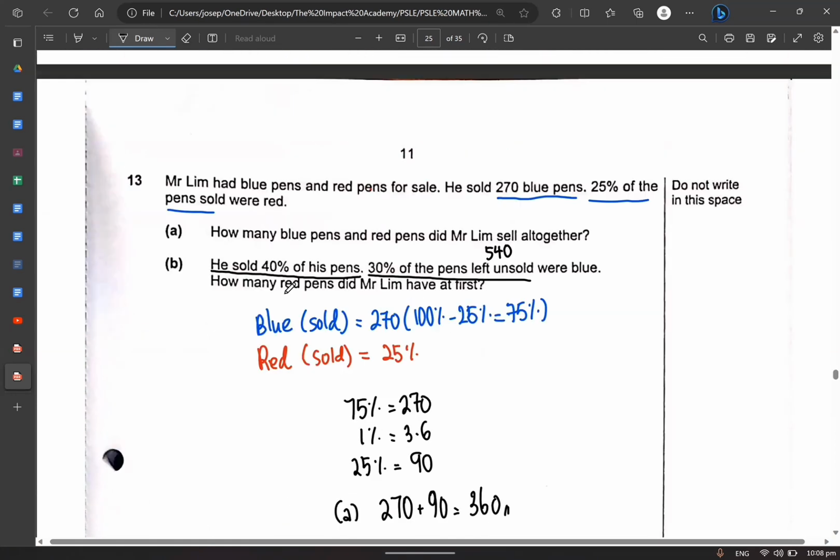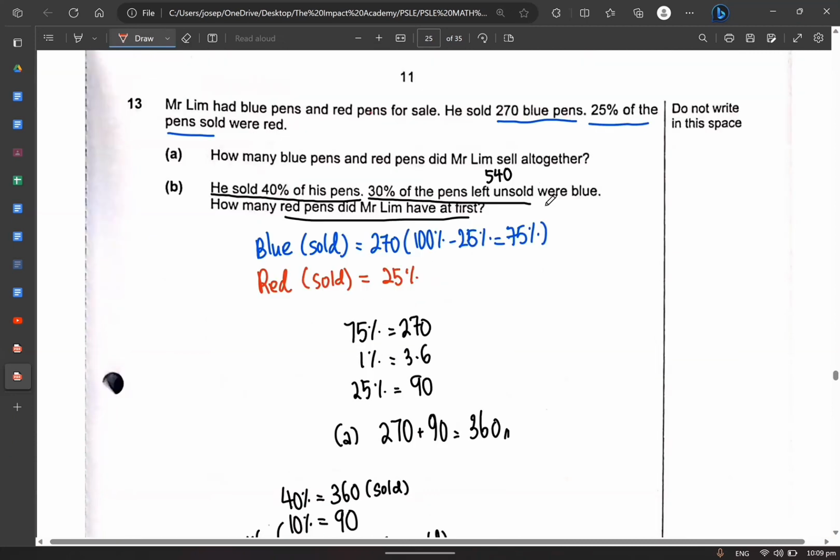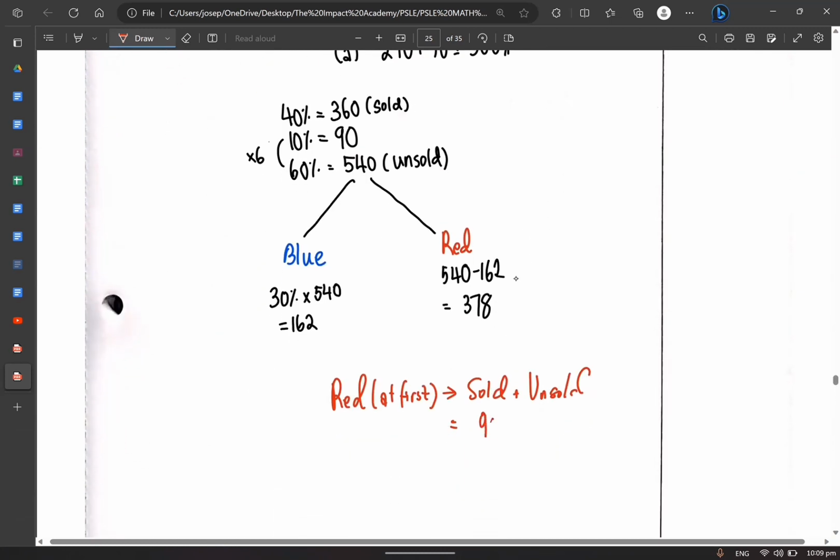Now the question says, how many red pens did Mr. Lim have at first? So to find red pens at first, we are going to write red at first. It is basically just combining the sold and the unsold. So what is the sold? The sold, as you can see over here, we have learned in part A that 25% of the pens were sold and 25% has the value of 90. So we say 90 sold plus the unsold, which is 378. When you do that, you get to an answer of 468 pens that are red at first.